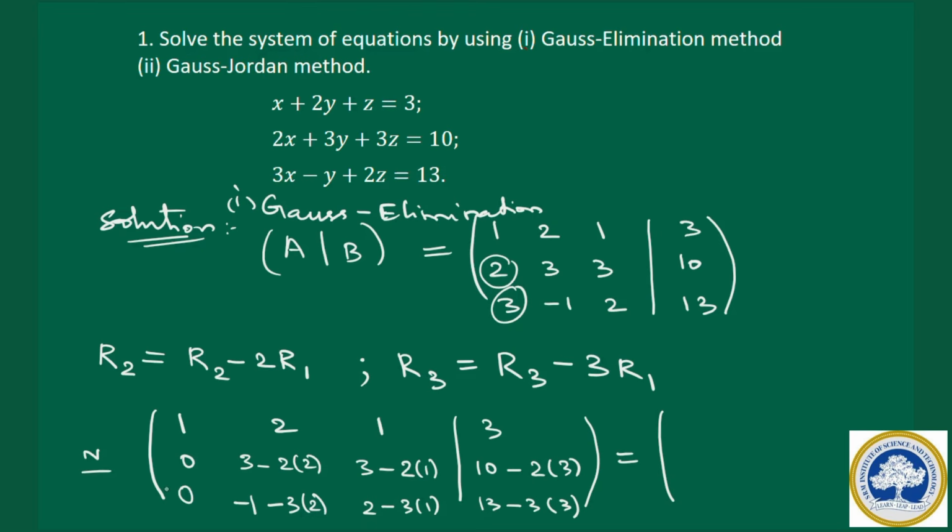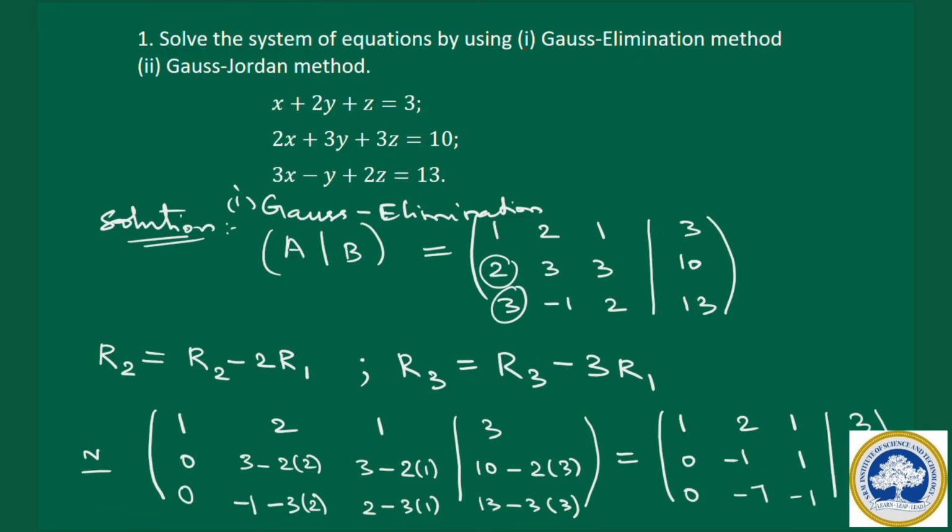Since we are using row operation, we are getting an equivalent matrix, so we have to use the equivalent symbol. And then here it is straight away directly equal to 1 2 1 3. First row, there is no change. Second row: 0, 0, here 3 minus 4 is minus 1. This is minus 7, 1, minus 1, 4, 4. So this is the second step.